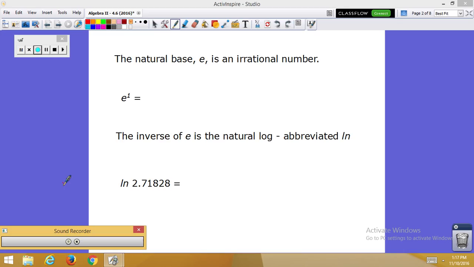We are talking today about the natural base e. e is an irrational number, just like pi. We know pi to be about 3.14. e has a value also. Can you find e on your calculator?